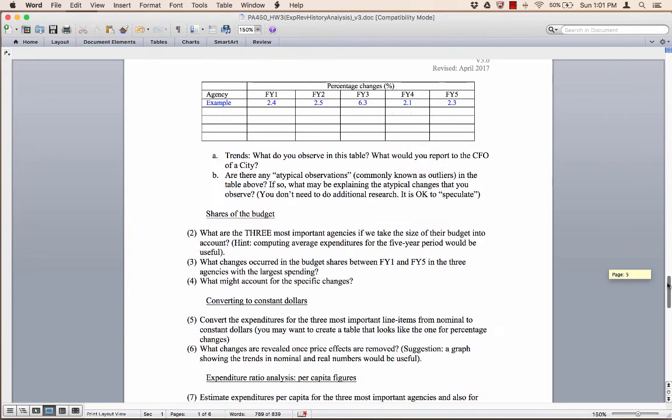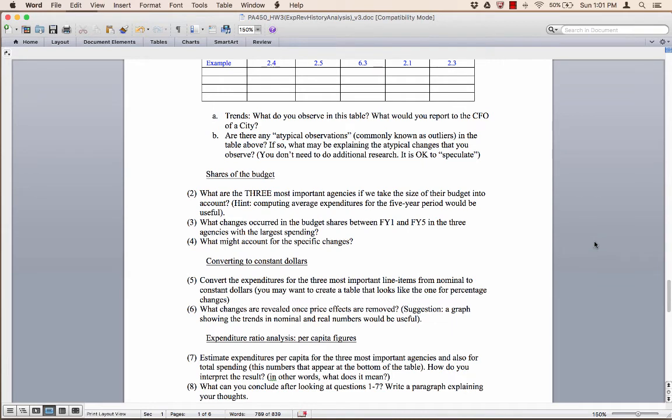The next set of questions are about the shares of the budget. What are the three most important agencies if we take the size of the budget into account? I am not giving you the specifics about how to answer this question because I want teams to think, how can we obtain information about the three most important agencies? What number can we compute to be able to organize my data in terms of quantity or magnitude so that we can list the three most important agencies?